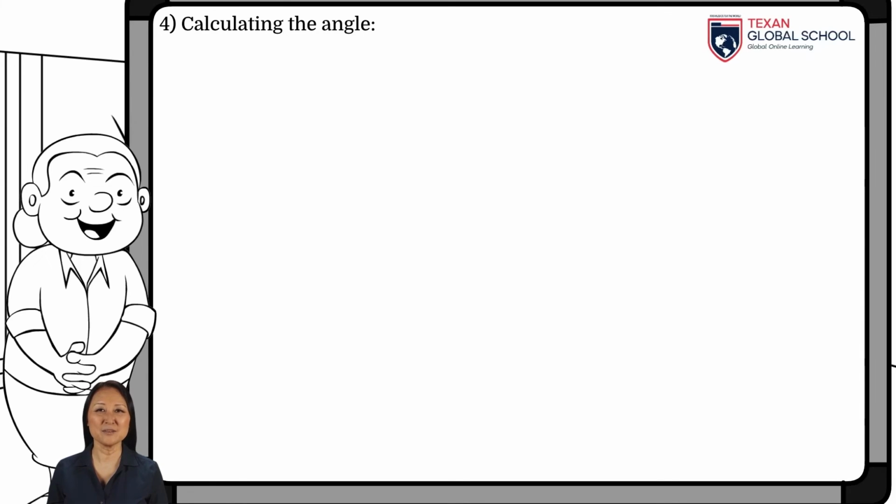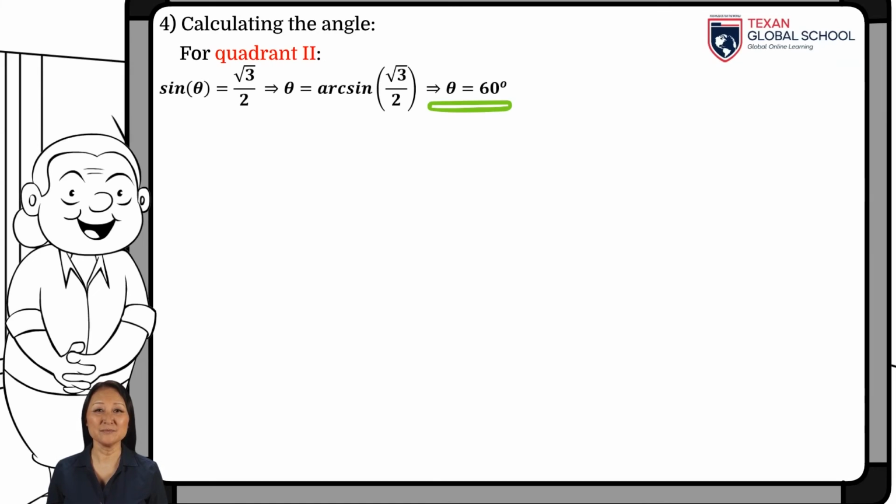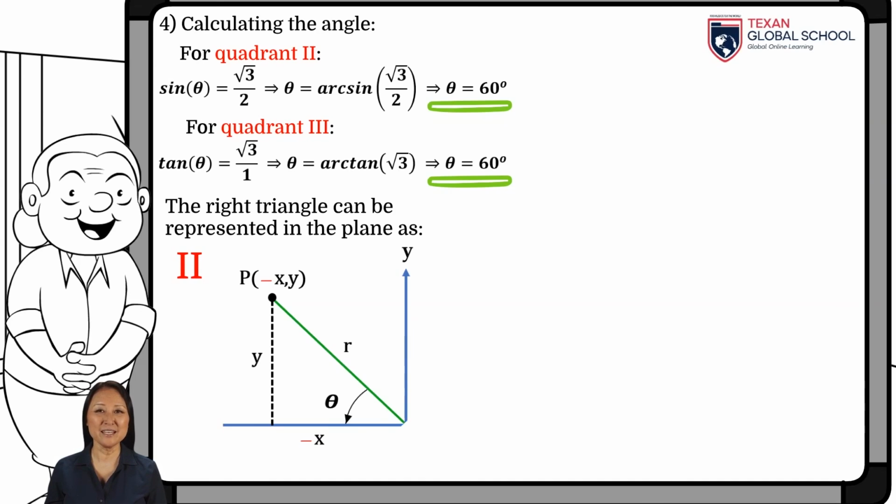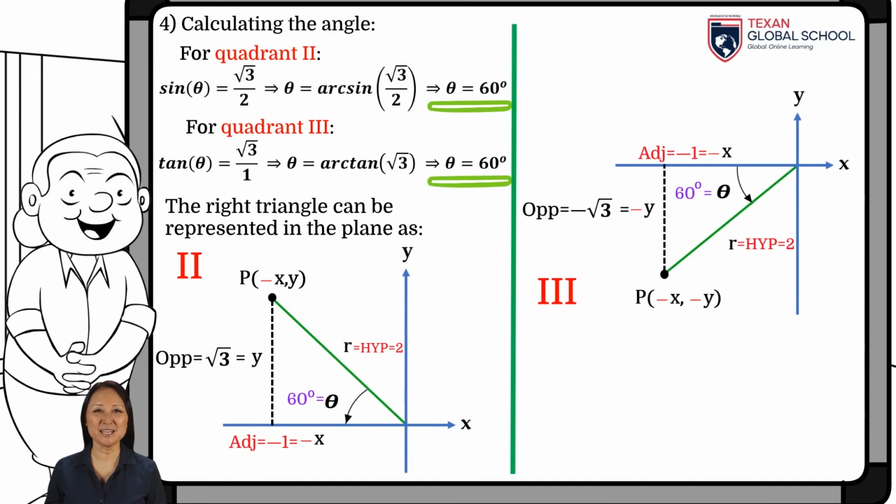So for quadrant 2, we choose sine of theta equal to square root of 3/2. Solving for theta, we get an angle of 60 degrees. For quadrant 3, we choose the tangent of theta equal to the square root of 3. Solving, we get exactly the same result of 60 degrees. In this way, we can see the two possible solutions given the secant of theta equal to -2, in quadrant 2 or in quadrant 3.